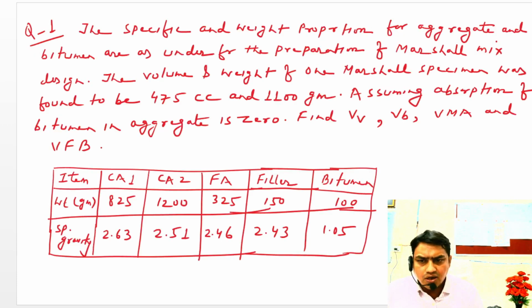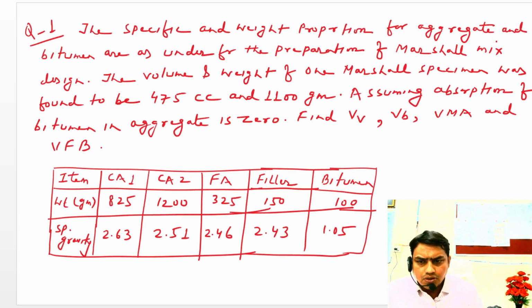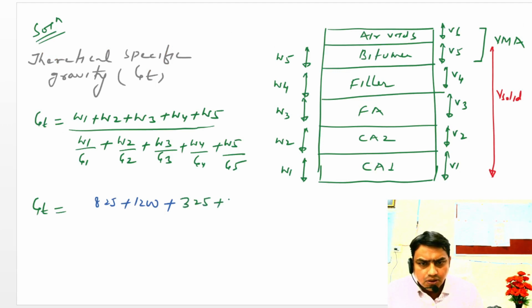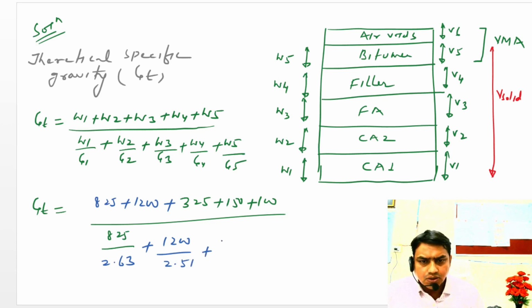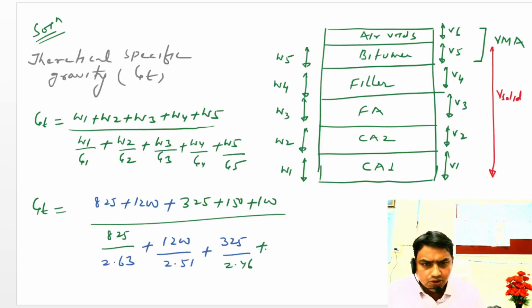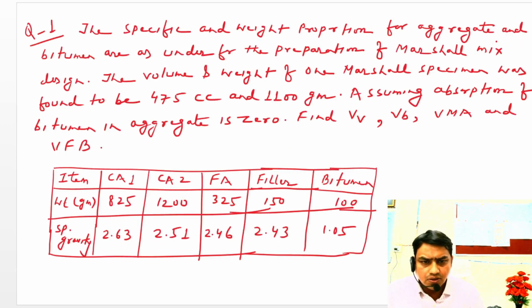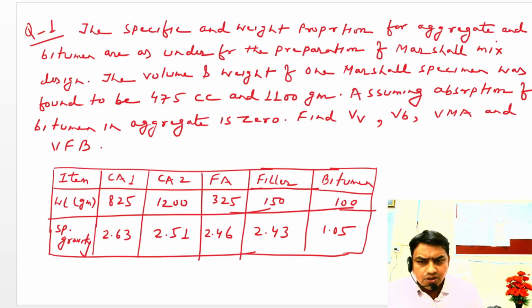W1 plus W2, so it will be 825 plus 1200 plus 325 plus 150 plus 100, divided by 825 divided by specific gravity 2.63, plus 1200 divided by 2.51, plus 325 divided by specific gravity of fine aggregate 2.46, plus 150 divided by specific gravity of filler 2.43, plus 100 divided by 1.05.